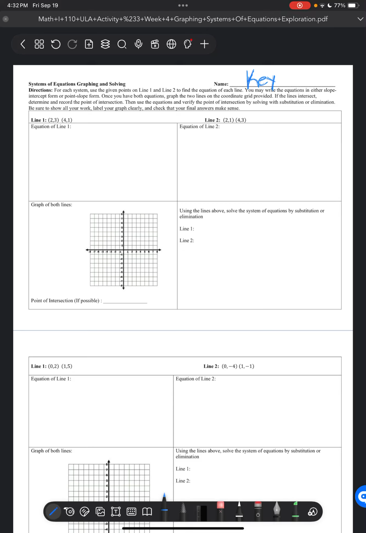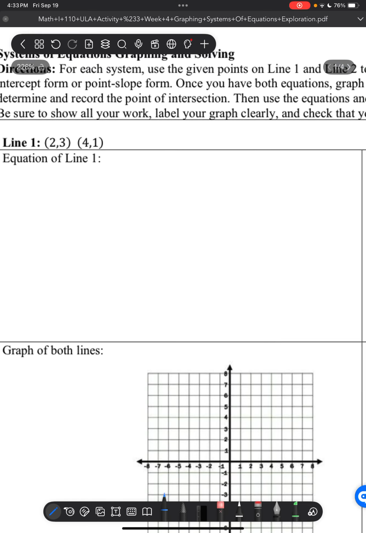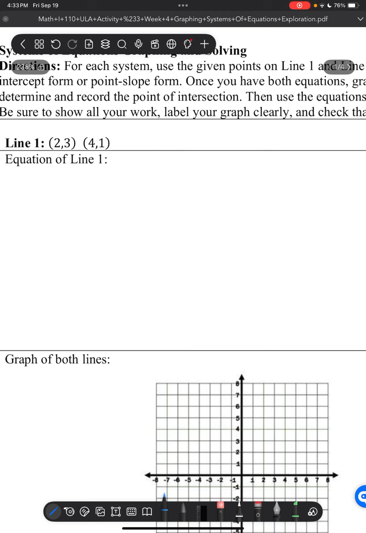To be our video for activity 3. This is the one where we are making equations for two lines and graphing them and then finding their solution or their intersection. So we're going to start off with our line 1. So we're given the points (2, 3) and (4, 1).